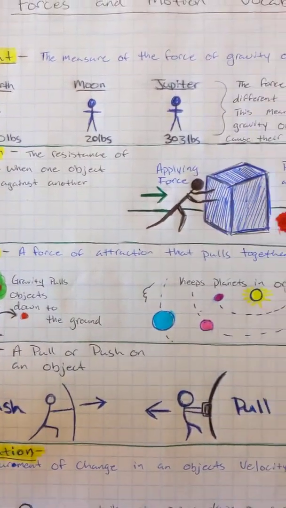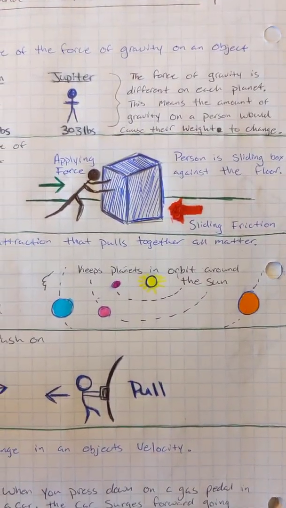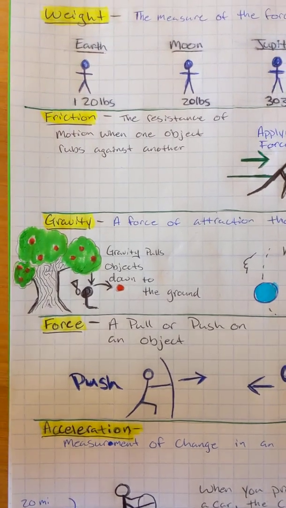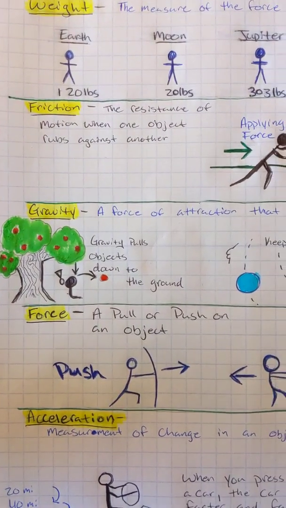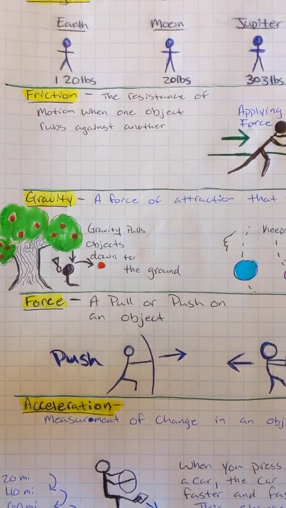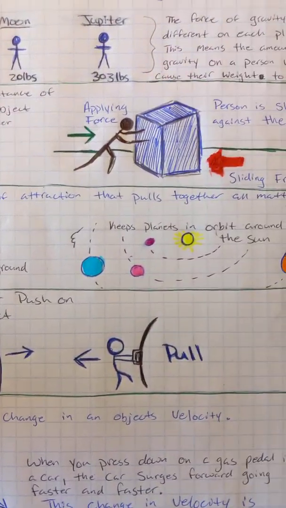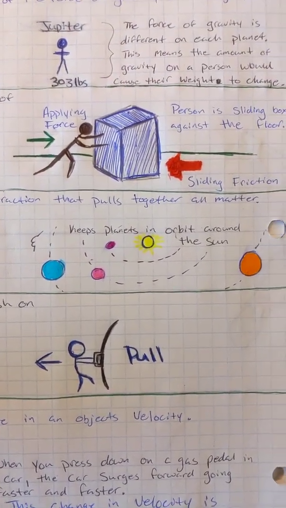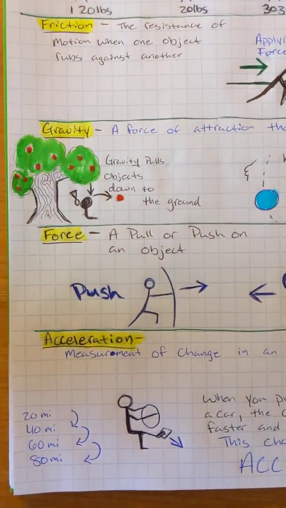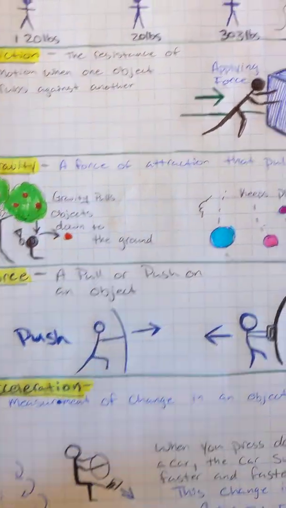Gravity is the force of attraction that pulls together all matter. So that could be an apple falling to the ground, right? Gravity pulls objects down. So there's an example of Sir Isaac Newton with the apple falling on his head. And then it also allows planets to stay in orbit around the sun. So gravity does that. Force is a pull or push on an object.